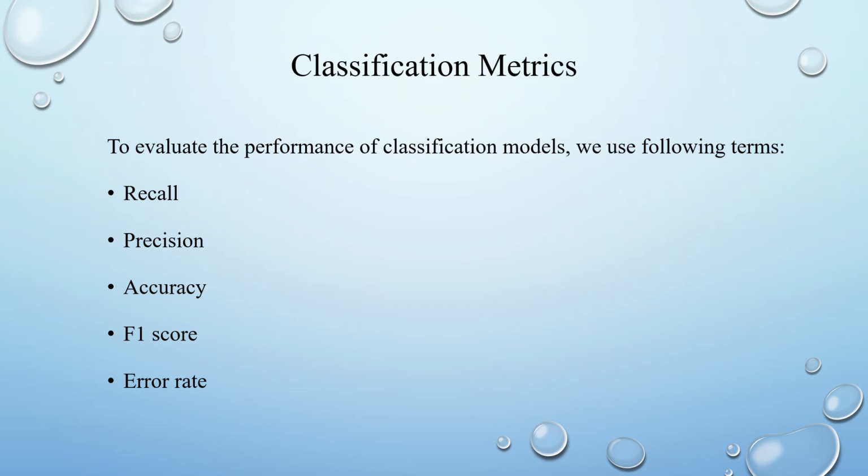Classification metrics. Classification metrics are used to evaluate the performance of classification models. We use recall, precision, accuracy, F1 score, and error rate to evaluate the performance of classification models.